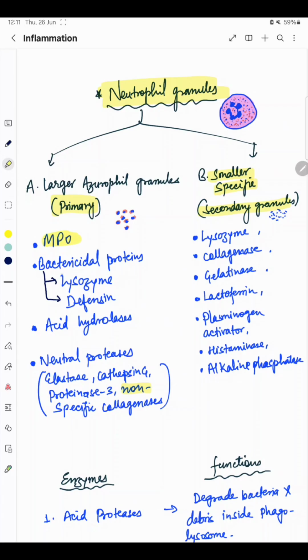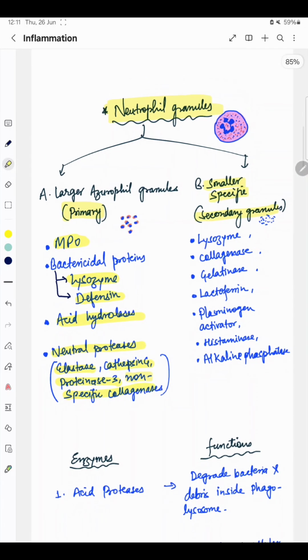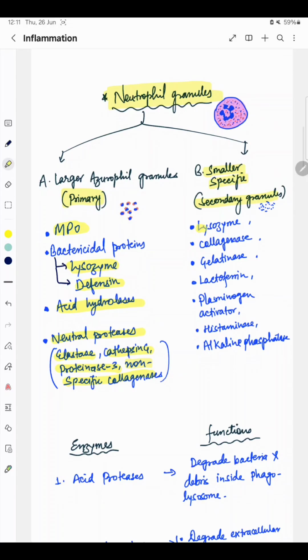myeloperoxidase. They have bactericidal proteins like lysozyme, defensin, acid hydrolases, and neutral proteases like elastase, cathepsin G, proteinase 3, non-specific collagenase. On the other hand, secondary granules have lysozyme, collagenase, gelatinase, lactoferrin, plasminogen activator, histaminase, and alkaline phosphatase. These various enzymes are responsible for the various functions of neutrophil.